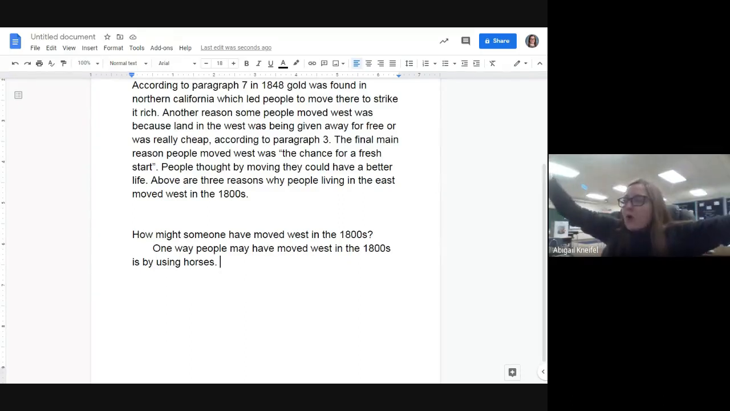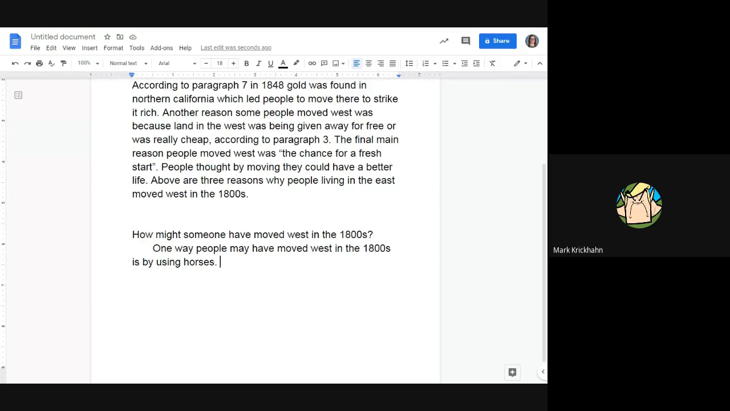What do we know about horses and how people traveled with them? Use what you already know. So someone tell me what we already know about horses. Why might someone have decided to move with horses? Mark? They were like the only transportation at the time. I mean, they didn't have cars. They could have used horse and buggies too.